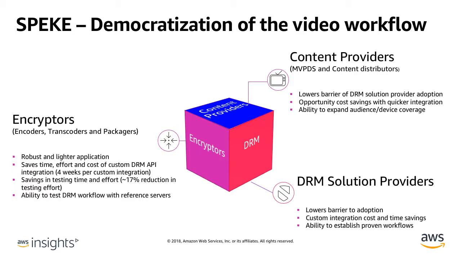So Speak simplifies that by having one single API, which is an abstraction between the encryptor and the DRM solution provider. So once the DRM solution provider has implemented Speak, the encoder or packager or transcoder can use the Speak format to communicate with those DRM solution providers. So some of the benefits that we have is it helps us remove all of that duplicate and redundant code. So it makes the application lighter. And it also helps us focus on the core functionality rather than spending effort and time in maintaining all of these custom integration code that is there within our encoders.